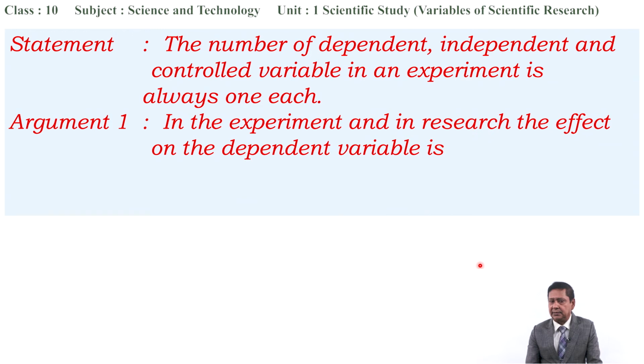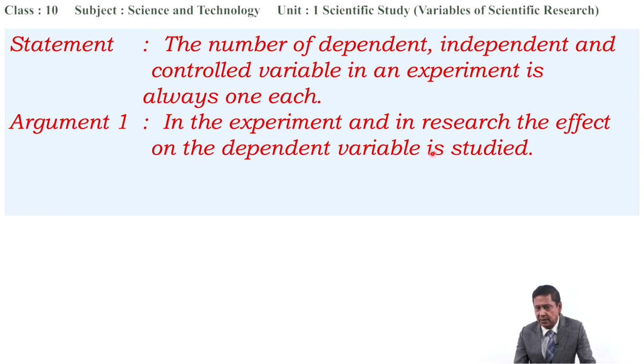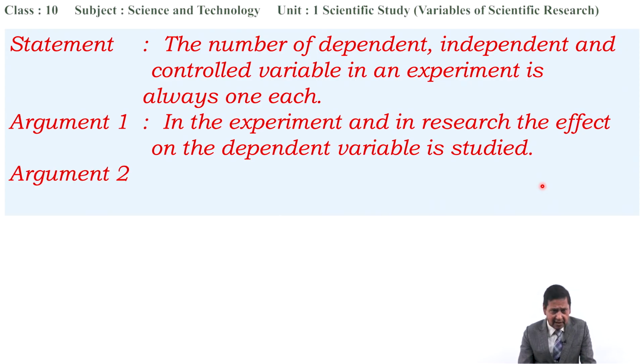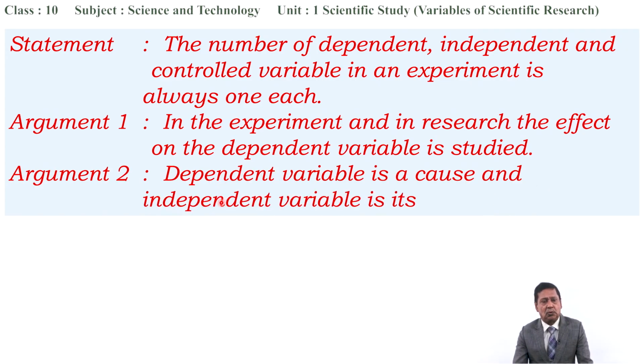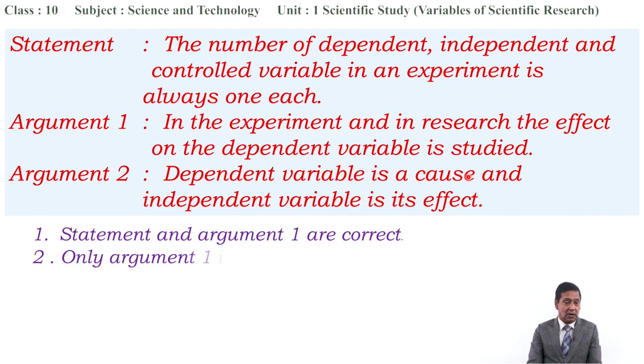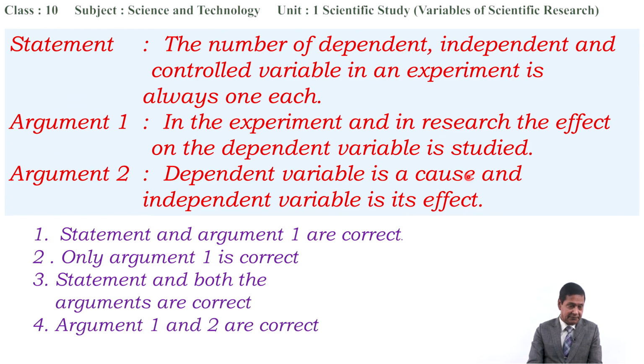In the experiment and in research, the effect on the dependent variable is studied. Is this correct? And argument 2, another matter is told: the dependent variable is a cause and the independent variable is its effect. Looking at all these, you have to select one of the options, 1, 2, 3, 4.